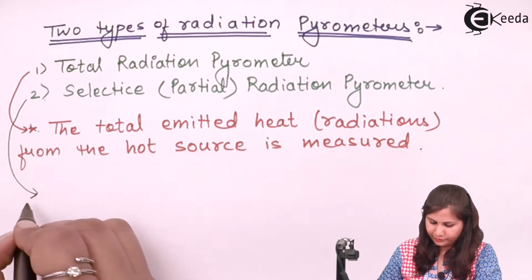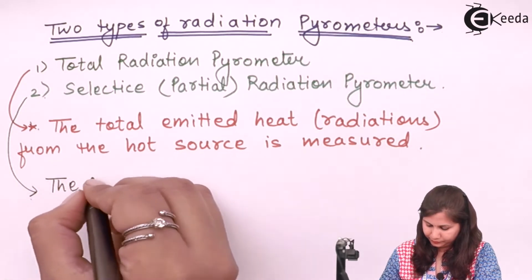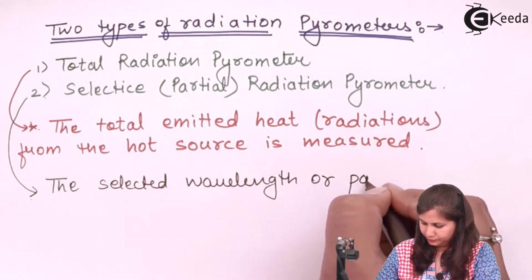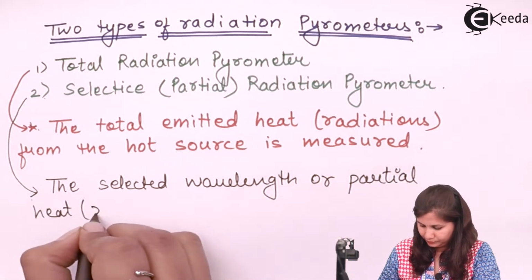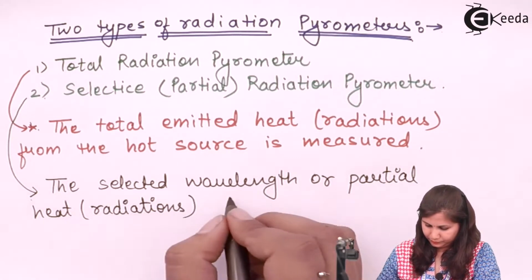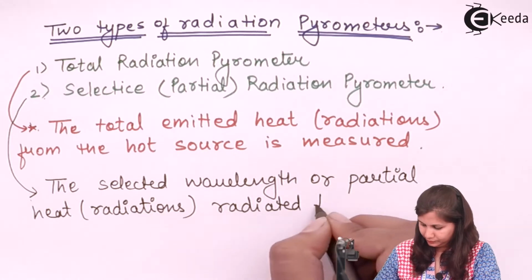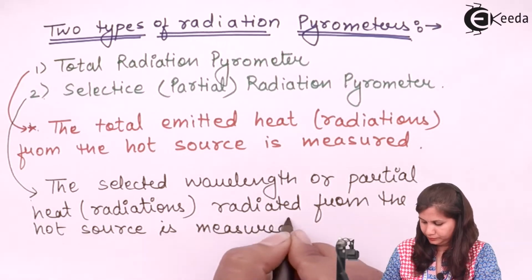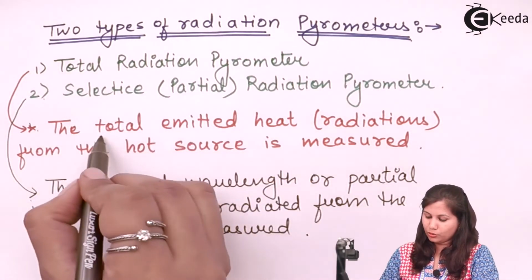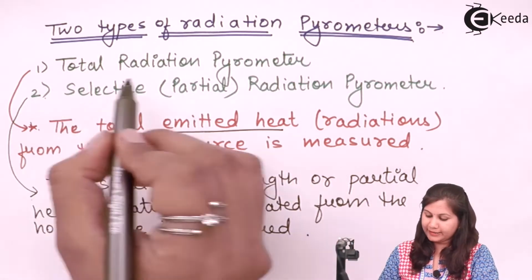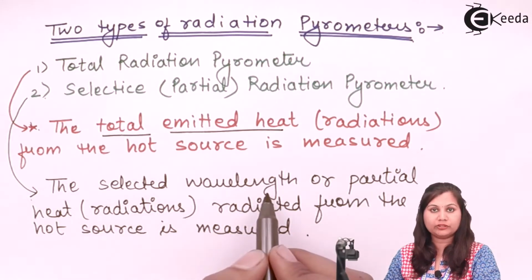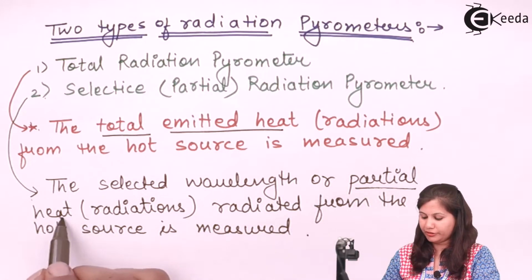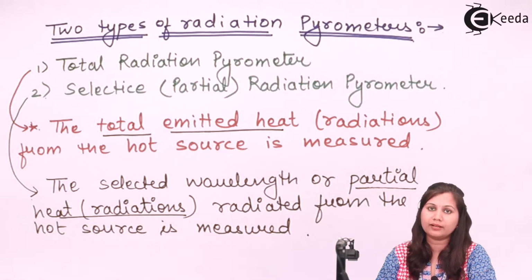Whereas in the selective, so in total radiation, total emitted heat is measured, whereas in selective partial radiation, the selected wavelength or the given wavelength, at that particular wavelength the radiations are measured, or we can say partial radiations radiated from the hot source are measured.